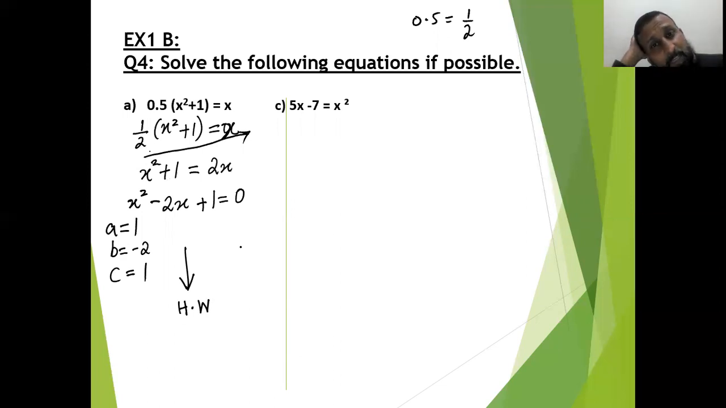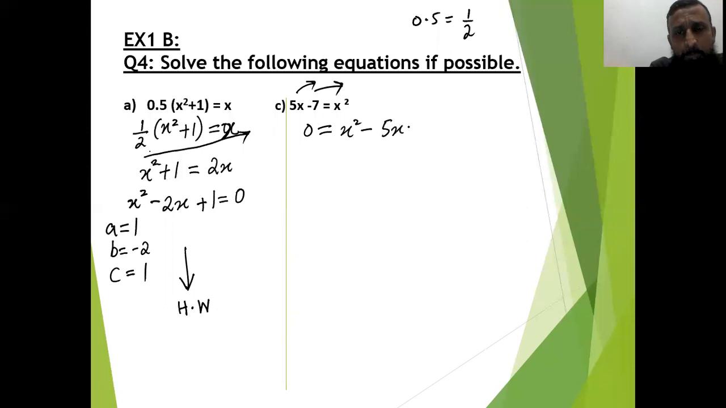Now this is another part C, another case, and let's see what do we get here. 5x minus 7 equals x square. So again, whenever we solve any quadratic equation, we need to have a 0 on either side, either on right hand side or on the left hand side. So let's shift these numbers on this side. 0 is equals to x square minus 5x plus 7, or I can write it as x square minus 5x plus 7 equals 0.